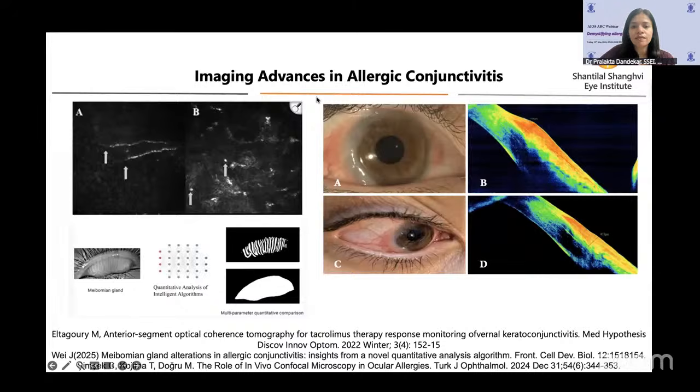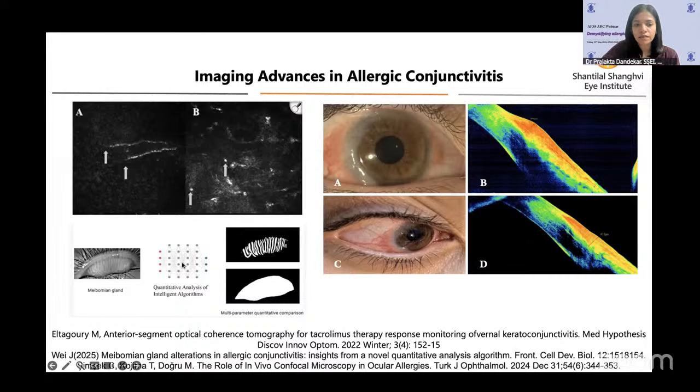So then the imaging advances in allergic eye disease. If you can see the first picture, there is abrupt ending of the nerves here, and this is a confocal microscopy picture shown in cases of atopic keratoconjunctivitis. It also shows some inflammatory cells in the cornea. Yeah, the first picture, both A and B images, are confocal. The second picture shows limbal hypertrophy in cases of VKC, and how the ASOCT was used to monitor the limbal hypertrophy, in which the patient was given tacrolimus, and you can see that after the treatment, the girth has decreased.